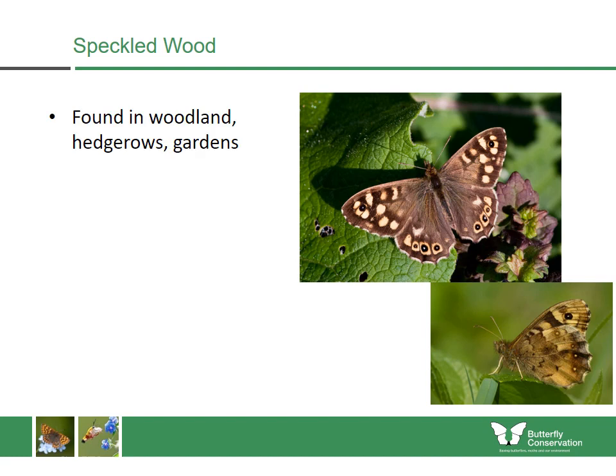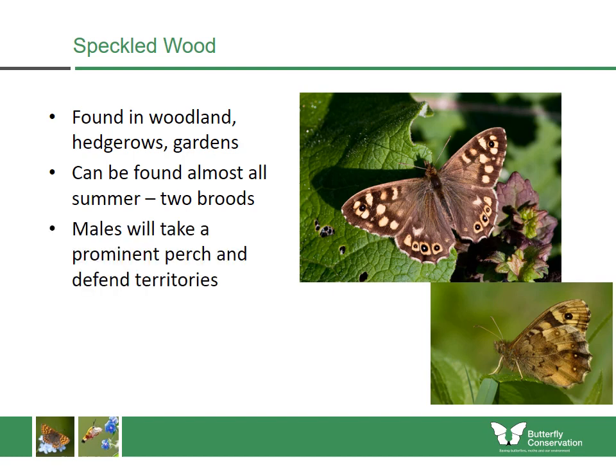Then the speckled wood is a species which is increasing in Scotland. It's mostly found in woodland rides and glades, but also hedgerows and gardens are good habitats for this butterfly too. Anywhere where you've got some trees with some grass underneath, you might expect to see the speckled wood. Again, this can be found almost all summer because there are at least 2 broods in Scotland, and the males generally take a prominent perch and they'll defend territories, so they're very easy to see because as soon as any insects come into those territories, the speckled wood will chase after them. It's a very distinctive butterfly by having this dark brown appearance on the upper sides of the wings with cream or white speckles.